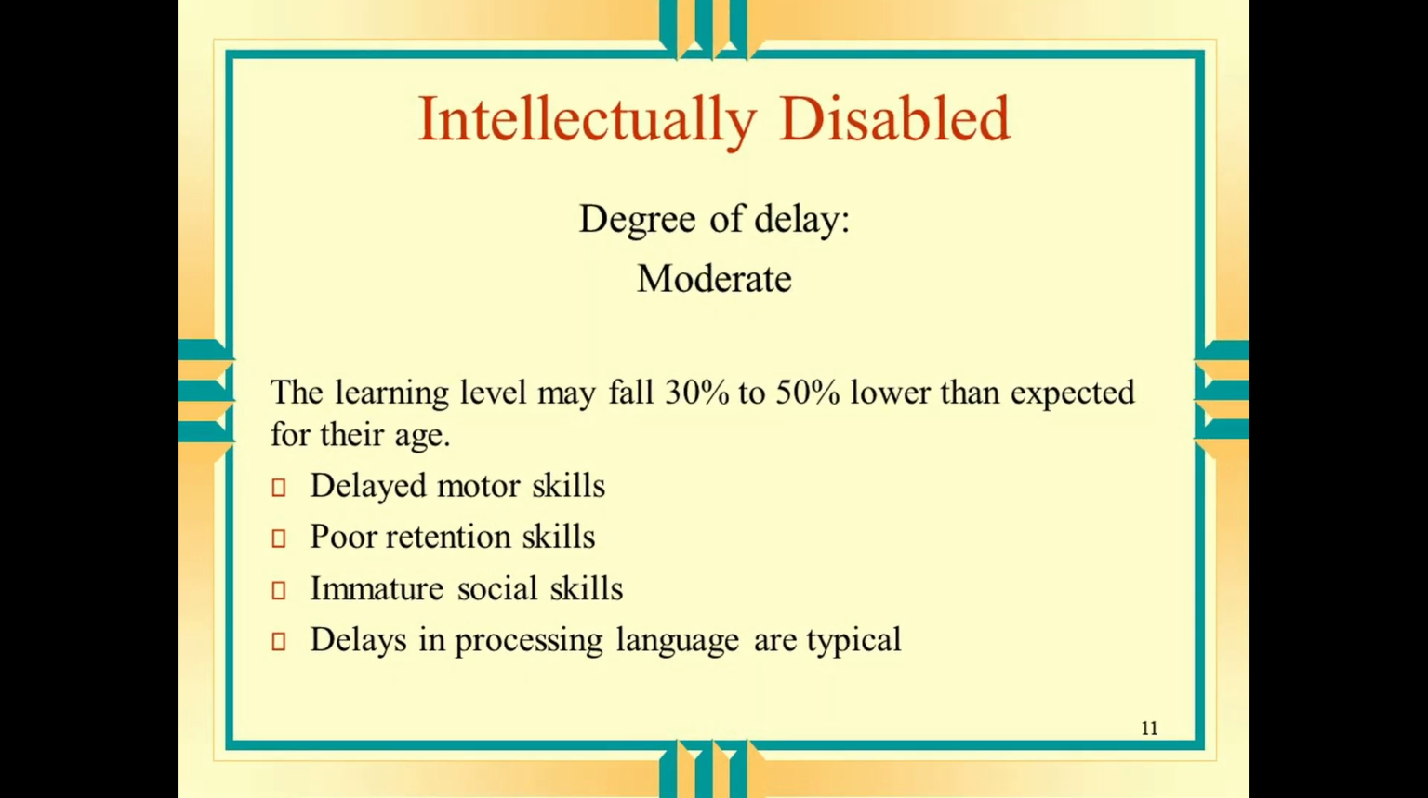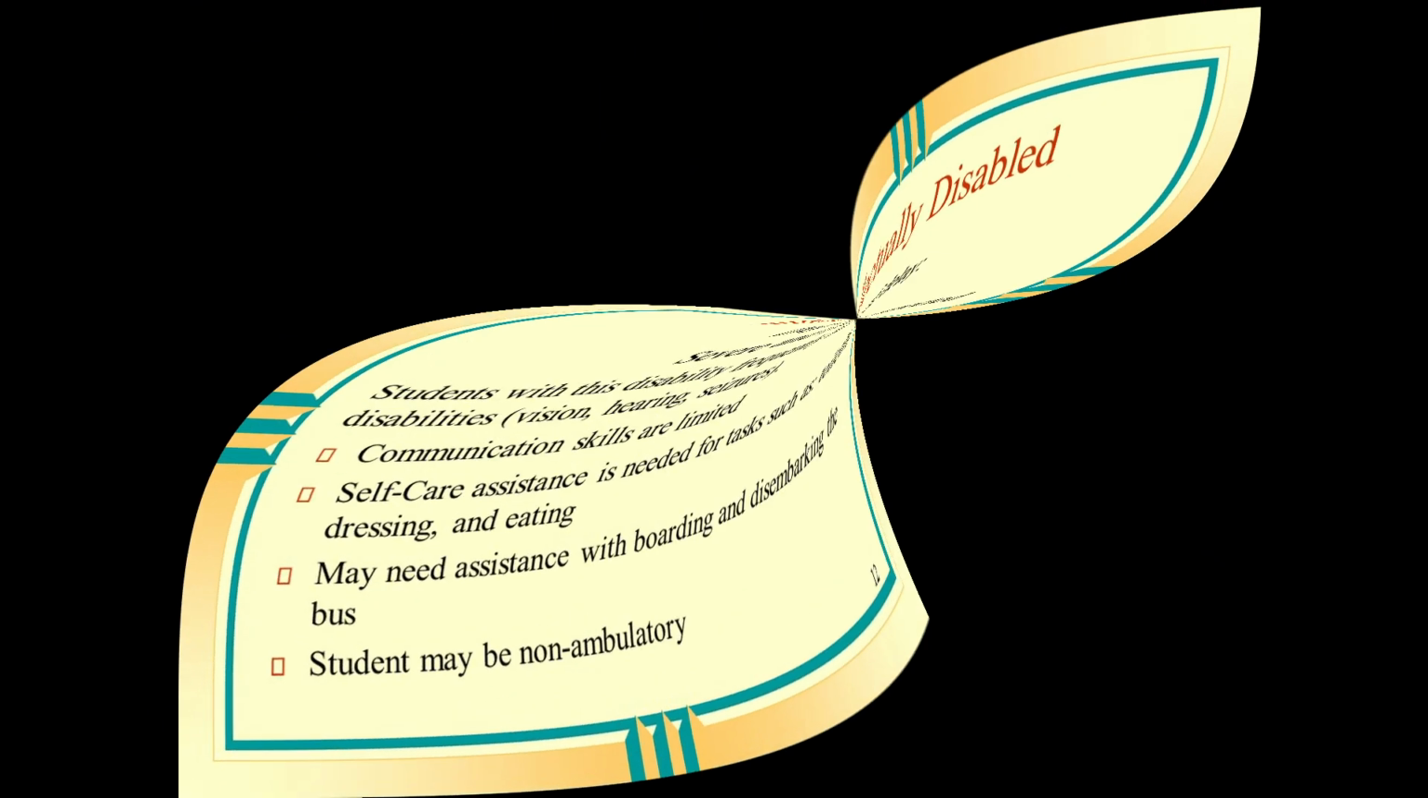In the moderate group, the learning level may fall 30 to 50% lower than expected for chronological age. Delayed motor skills, poor retention skills, and immature social skills are seen. Delays in processing language are typical. Consistency and structure is necessary, and frequent repetition of directions or instructions is very important. Patience is essential in creating a safe and enjoyable ride for these students.